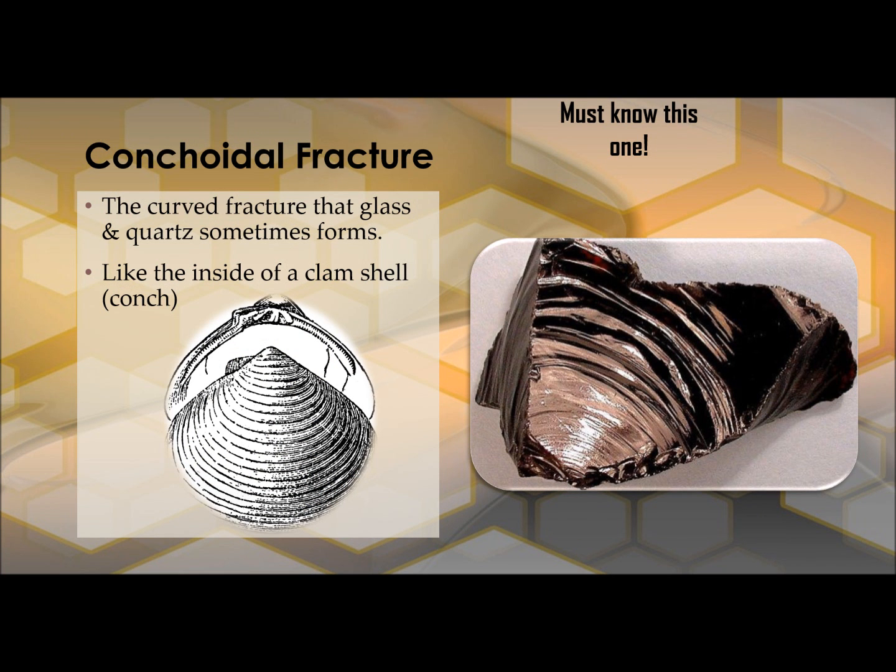There is one type of fracture you must know, and that's this one, this curved one. It's the way glass chips, if you've ever chipped the edge of a drinking glass. It's called conchoidal fracture, and it's thought to look like a clamshell, thus the name conchoidal fracture.